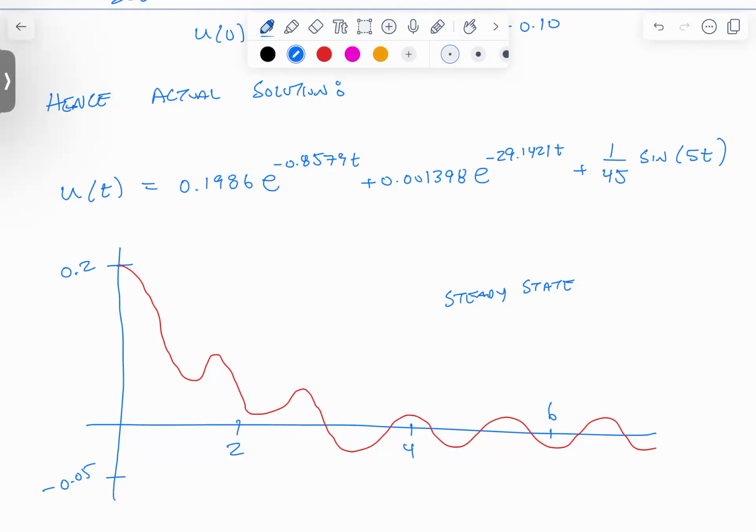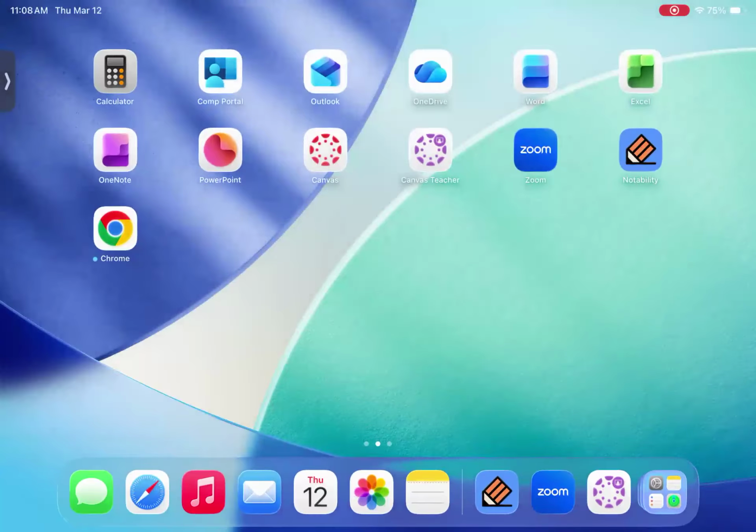Cool. So the point is on the homework, definitely graph them, look at them. You see lots of fun graphs, they're really nice. All right, that is everything for chapter 4.